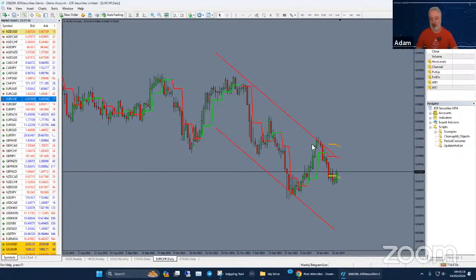I need a refresh button up here or something. Yeah, there we go. So this looks potentially good. One way to do that is just an entry below the low, because you can see it's a little bit of a consolidation at the moment, three or four candles sideways going that way.